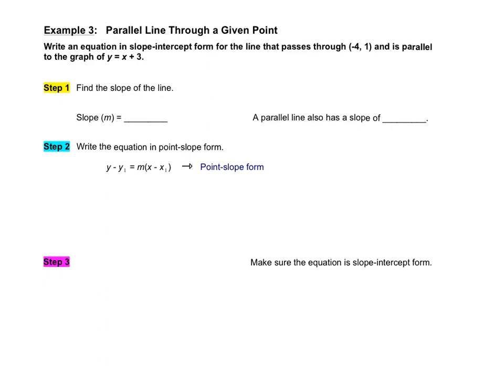Write an equation in slope-intercept form for the line that passes through this point. So I'm given a point so far, and is parallel to this graph. Well, if it's parallel to that, then I know that the slope is going to be whatever's in front of x, which is actually a 1. So my slope is 1. And now think about this. I have a point and a slope. My slope is 1, and my point that I'm using is -4, 1. And so I'm going to write an equation.